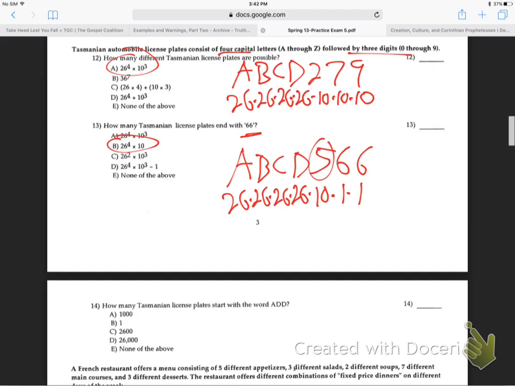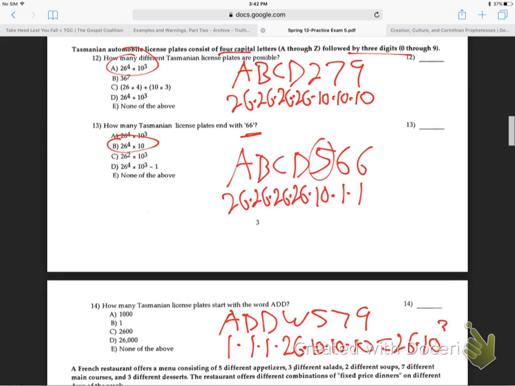Good, and one more license plate. How many start with the word ADD? So we got ADD, and then maybe W579. So one option, one option, one option, because they make us write ADD. And then W, 26 options, 10, 10, 10. So there it is. It's 26 times 10 to the 3rd. Oh, that's 26,000. 10 to the 3rd is 3 zeros. 26,000. Good on all those license plate problems. I'm going to keep moving.